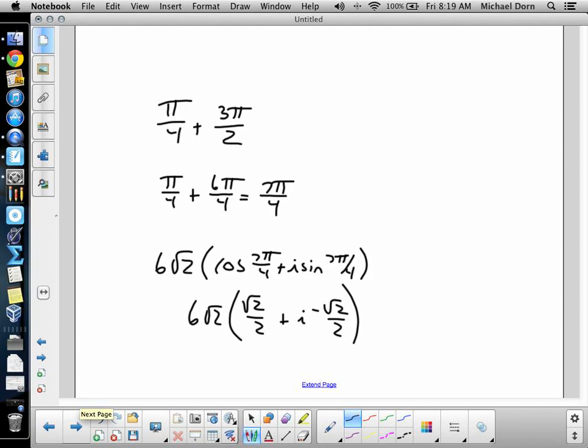I have to distribute that. 6 root 2, well, root 2 times root 2 is 2. 2 over 2 cancels out, so that's just 6. Root 2 times root 2 is 2, 2 over 2 cancels out, so minus 6i. Everything reduces. 6 minus 6i.